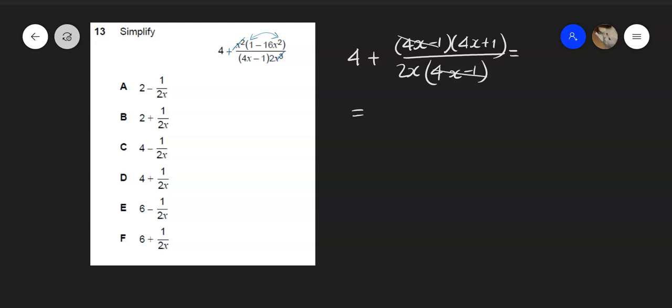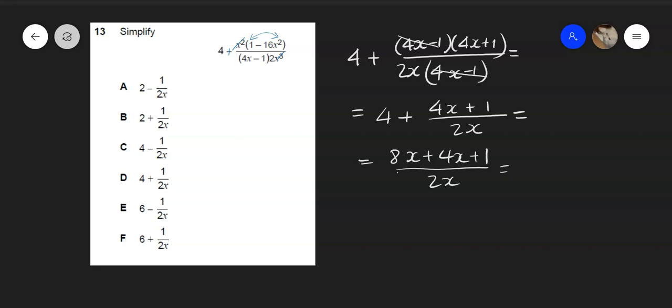4x minus 1 will be cancelled out and we're left with the expression 4 plus 4x plus 1 over 2x, which becomes 8x plus 4x plus 1 over 2x. This is 12x plus 1 over 2x, which can be simplified to 6 plus 1 over 2x. This is option F.